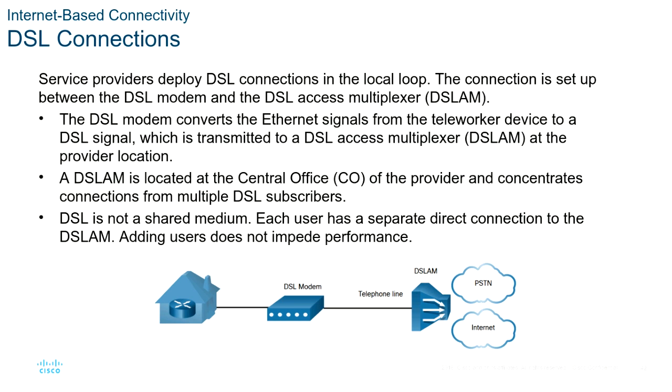So DSL connections, I've got a home router in my house. I've got a DSL modem. Actually, the phone company gave me a combination home router and DSL modem all in one box. It's got Wi-Fi in it. And then the telephone line runs back through, it could go back to the central office.